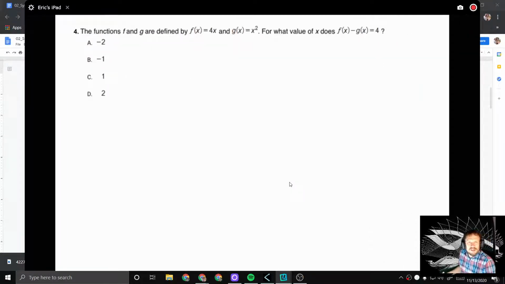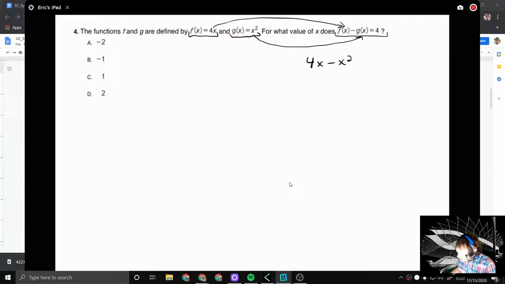The functions f and g are defined by these here. For what value of x is that true? Well, I can just plug in to get a resulting equation: 4x minus x squared equals 4. You all have several strategies for solving equations like this. Primarily, the ones I think you're probably most familiar with are factoring and the quadratic formula.